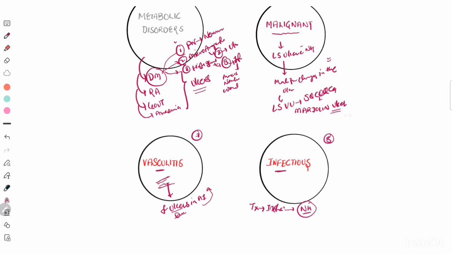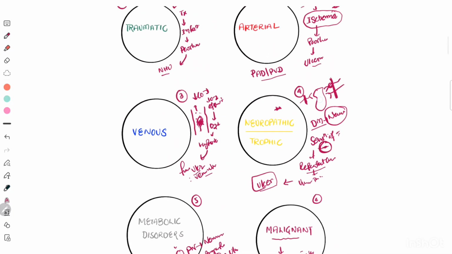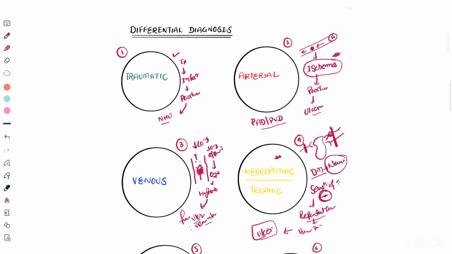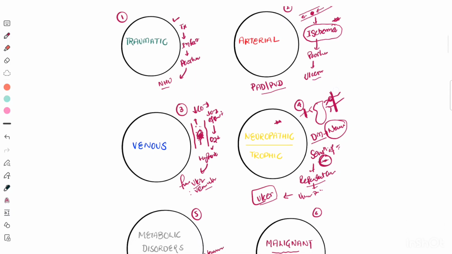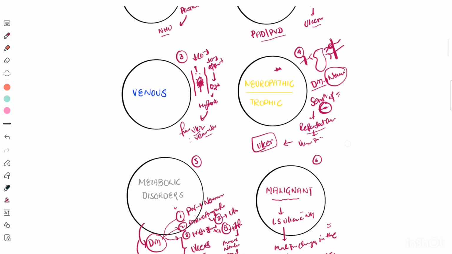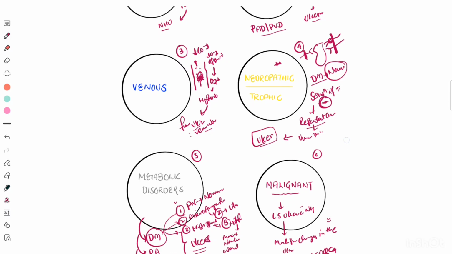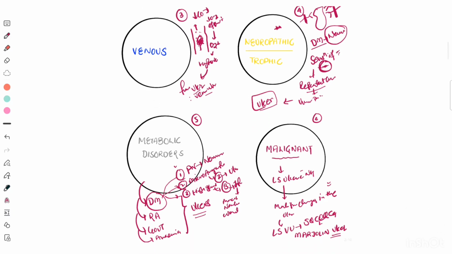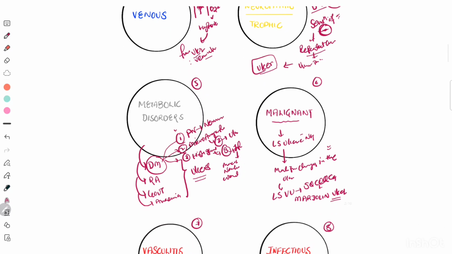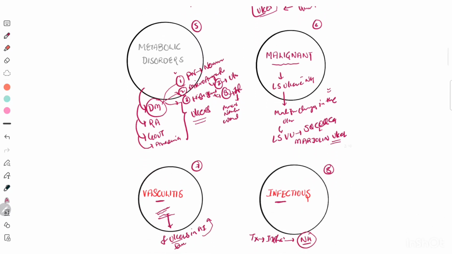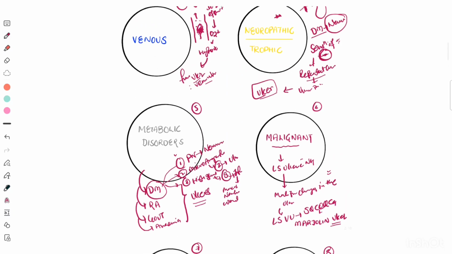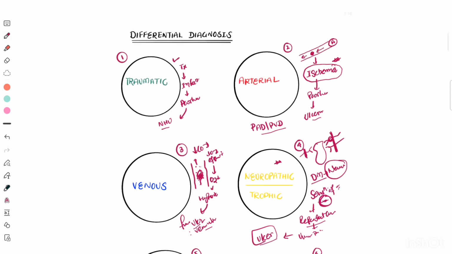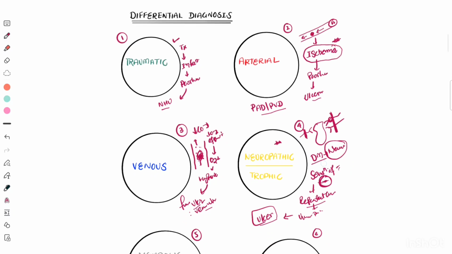So these are the major causes you should keep in your mind when you see a patient presented in OPD with non-healing wound. First will be traumatic, superadded by infection. Second one, arterial ulcer. Third one, venous ulcer. Fourth one, neuropathic or trophic ulcer due to nerve injury. Fifth one, due to the metabolic disorders like diabetes mellitus, rheumatoid arthritis, gout, anemia. Sixth one can be malignant changes in the old ulcer. Seventh one due to the vasculitis, and eighth one due to the infections. So these are the eight causes of non-healing ulcer.